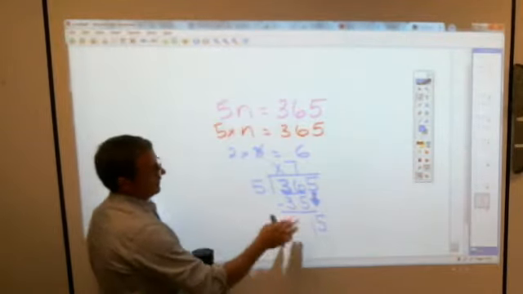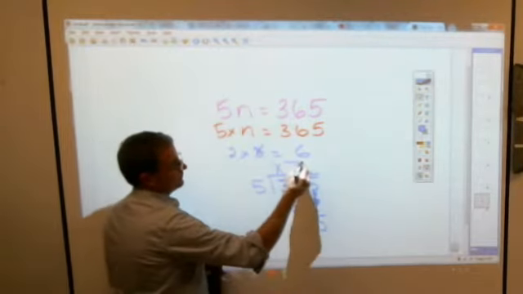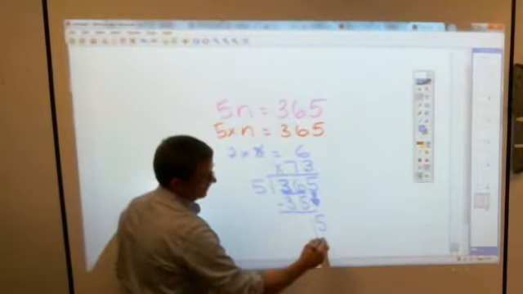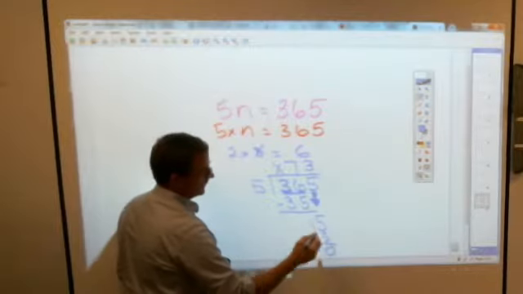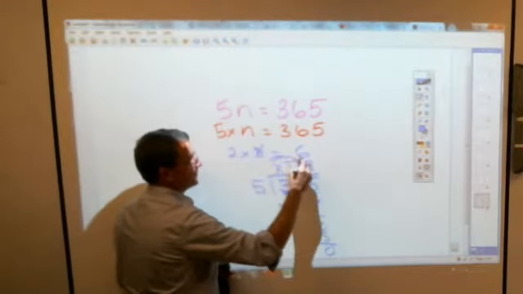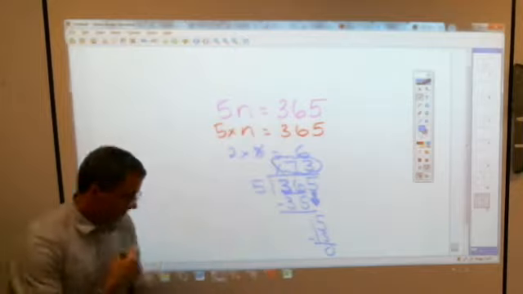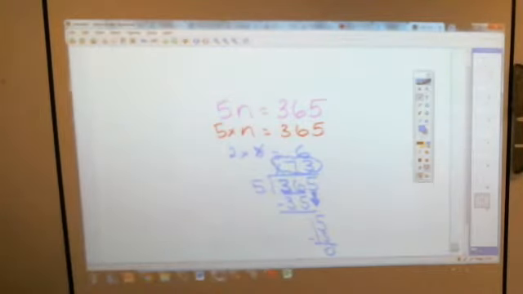And then 15 divided by 5 would be 3. Nothing left over, no remainders. My answer is 73.